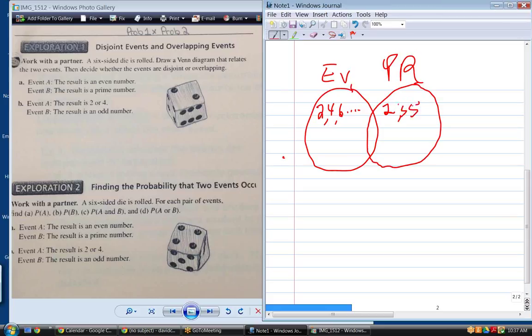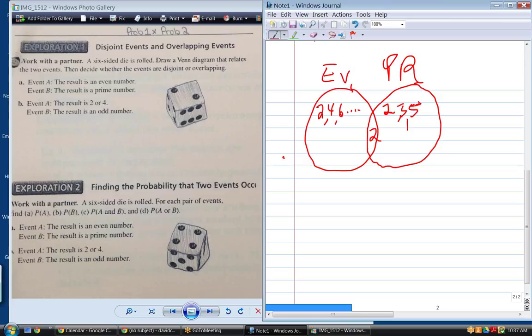1 is not considered prime, but 2 is, because the definition of prime is being divisible only by 1 and itself. And 2 fits that, because there's no other factors of 2 other than 1 and 2. So 2 is the only even prime number. So that is the only number that goes in there. All right. So those are overlapping.